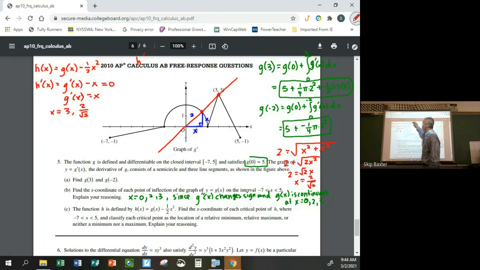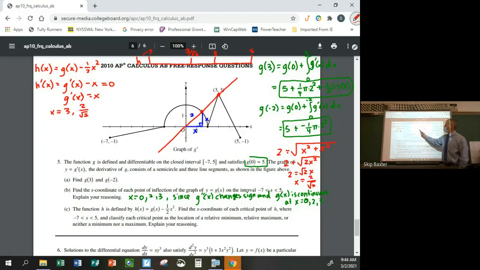H prime. So my first derivative chart would look like this. This is -7 and 5. I know that there's critical points at 3 and 2 over radical 2. This is 2 over radical 2 and 3. Okay, so now I'm just having trouble figuring out how to do this. So if I pick a point in here, what would be a nice convenient point to pick? 0 would be a nice convenient point to pick.